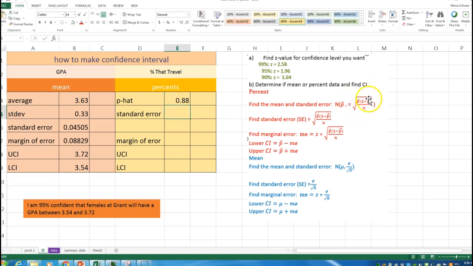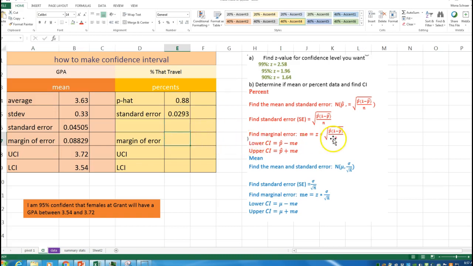Standard error, we have this equation right here, so I'm going to plug that in. Square root, it's a little more complicated. So I've got a square root. I'm multiplying p hat times, in parentheses, 1 minus that p hat again, and I'm dividing all of it by n, which it says right here, and I know from the research I've done before is 123. And now I have my standard error.